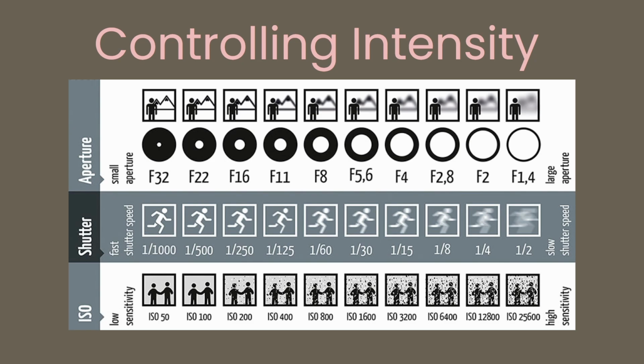So those are the 3 ways that photographers can change how much light goes into the camera to make that balanced image. Generally speaking, you're going to want to set your ISO as low as possible, and then play with the shutter and aperture to get that balanced image around that bracket.